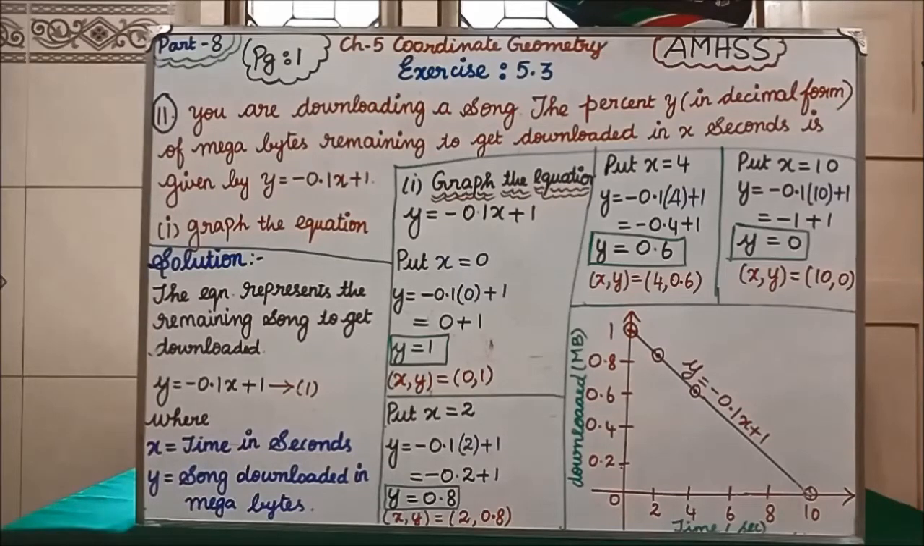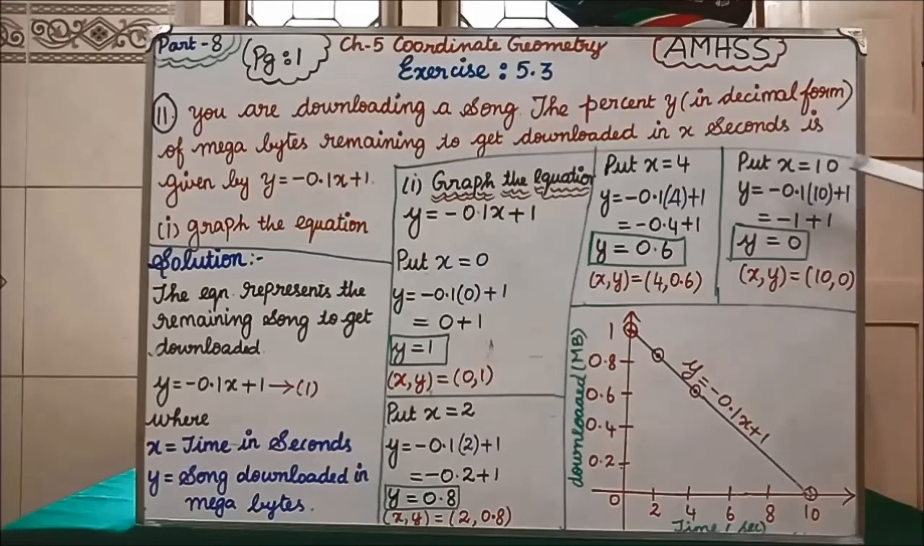Clear? Now next put x is equal to 4. Next value we are going to substitute, x is equal to 4 in the place of x. Y equal to minus 0.1 into 4 plus 1. Minus 0.4 plus 1 is what? 1 if we subtract 0.4 we will get 0.6. When x is 4, by that time y is 0.6.